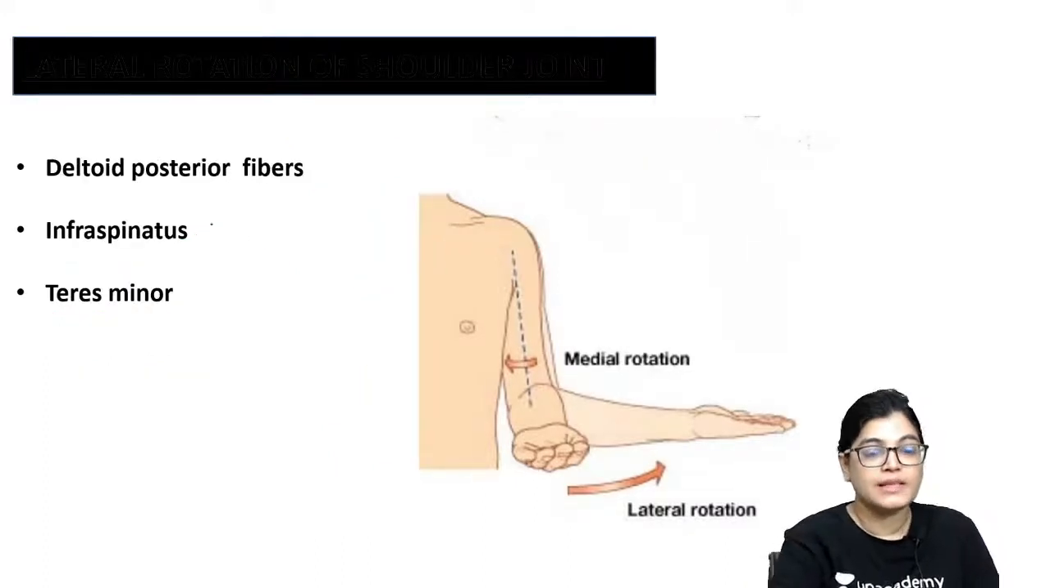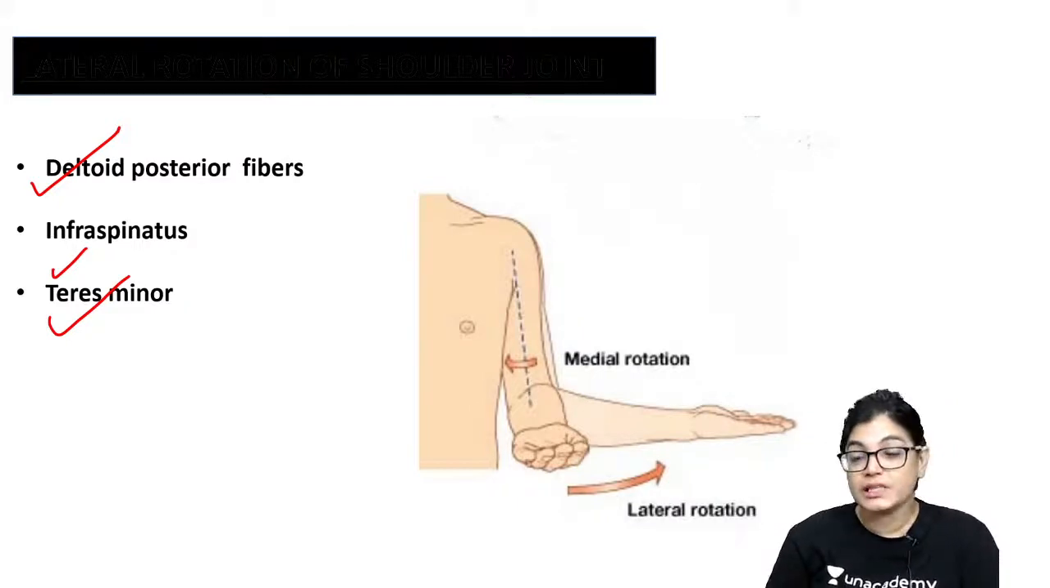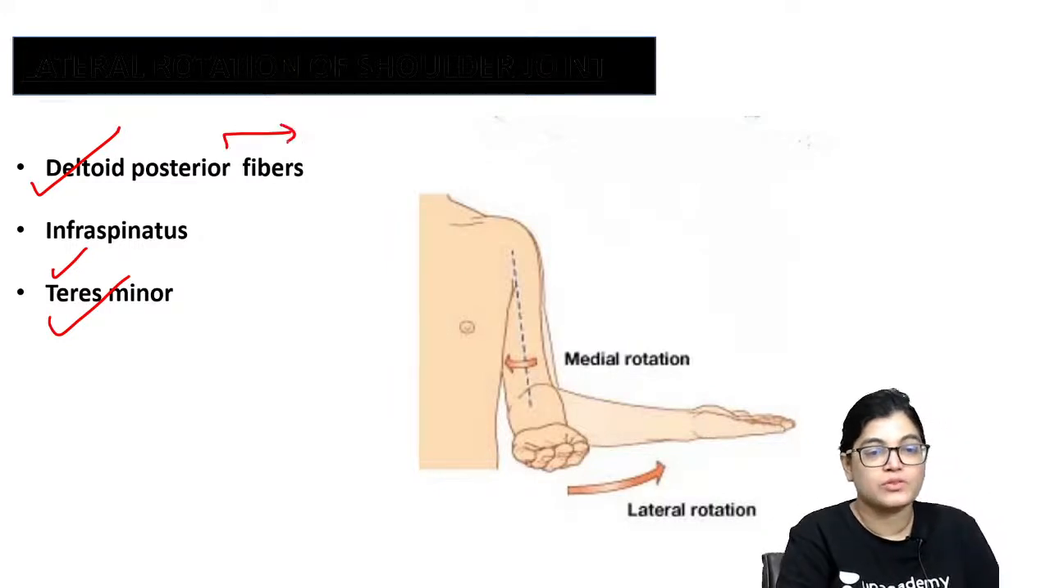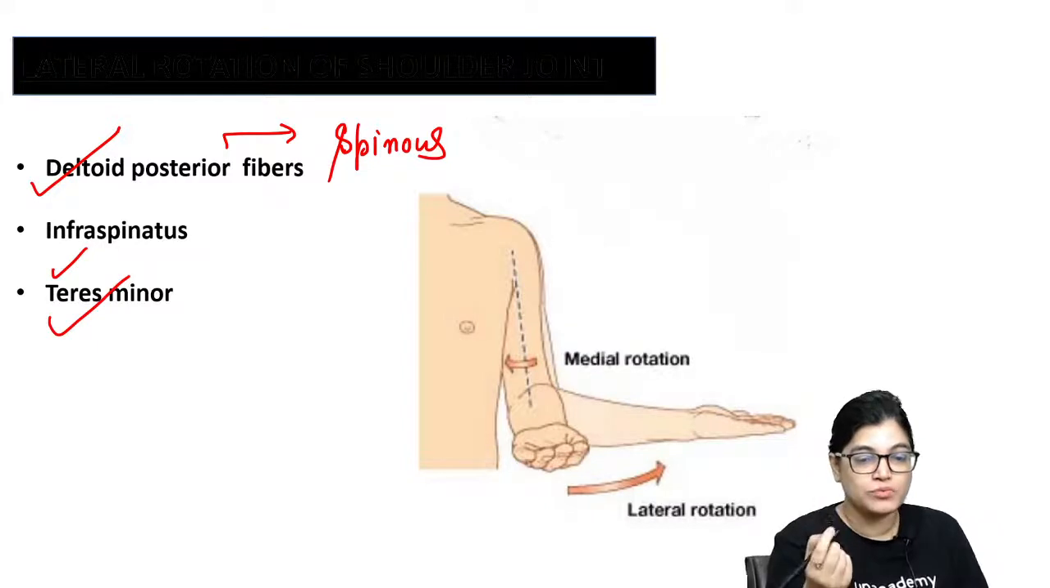Coming to the next, that is lateral rotation. Lateral rotation is done by deltoid posterior fibers, infraspinatus and teres minor muscle. Three muscles: deltoid posterior fibers, again that is spinous fibers, infraspinatus and teres minor. So it is important that you memorize all the muscles which are causing these movements, the names of the muscles, that is very important to be memorized.